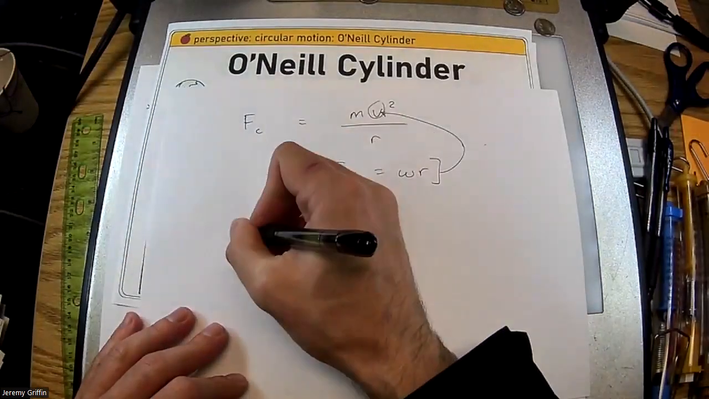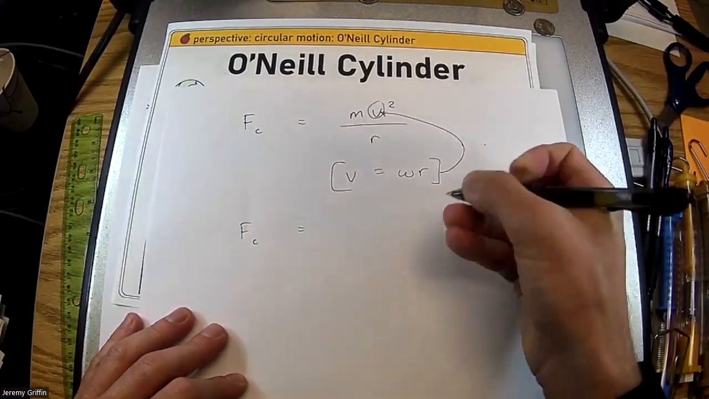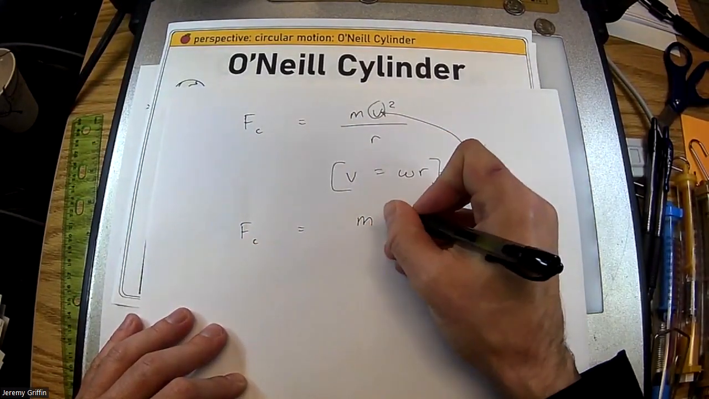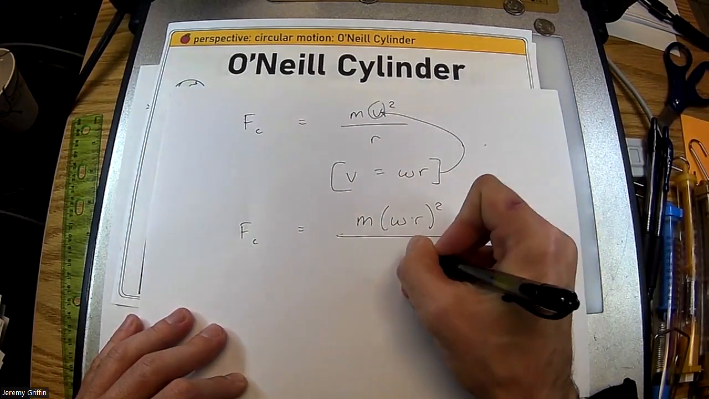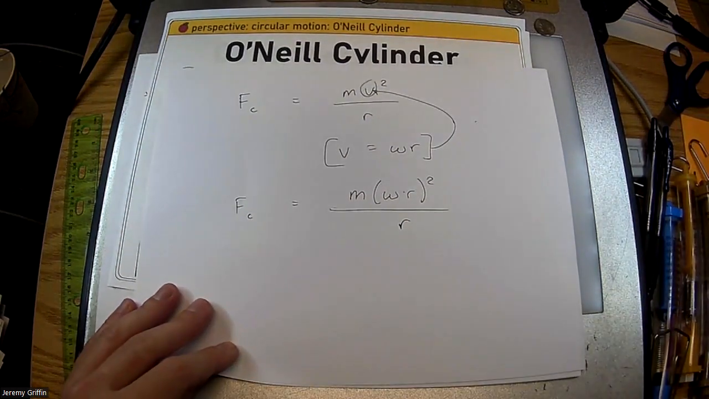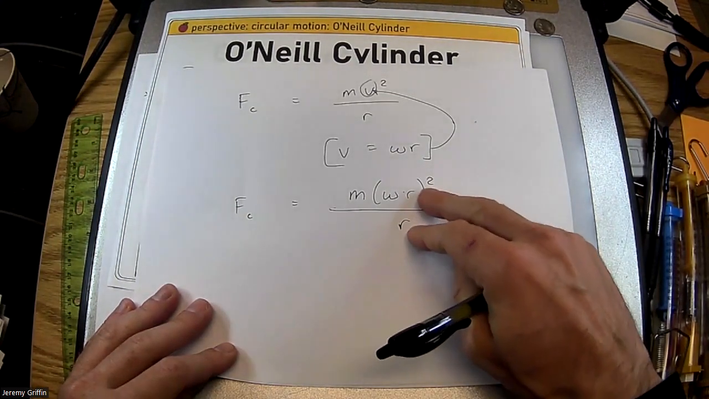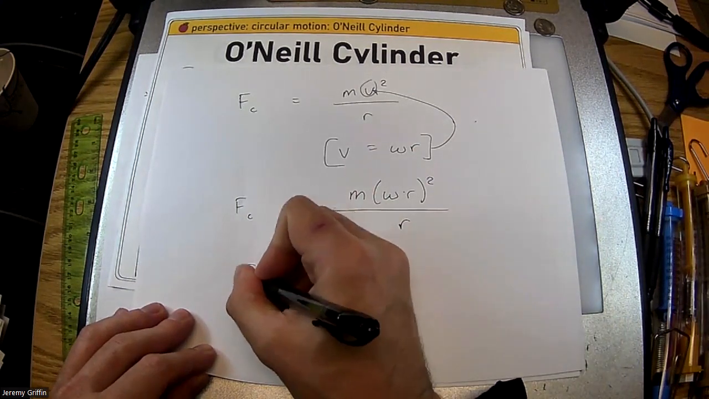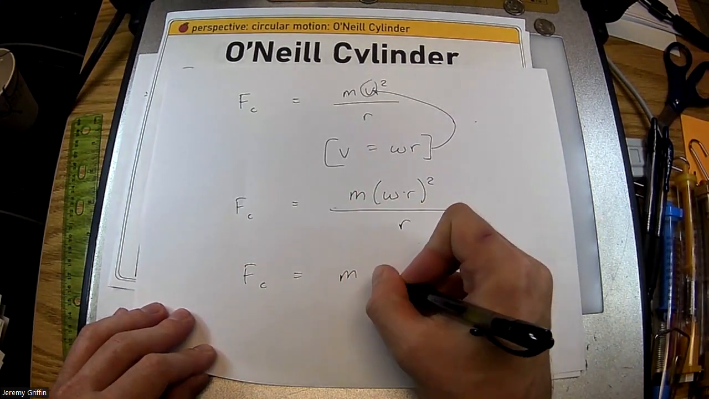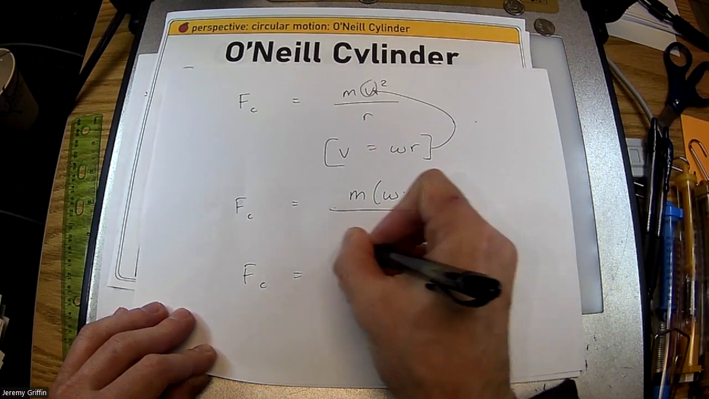So centripetal force for a turntable scenario: mass is there, and I've got omega times r right here. I'm going to square that and then divide by the radial size. That r is the same r, so with the square on top, I divide one of them out. And I get centripetal force is m omega squared times r.